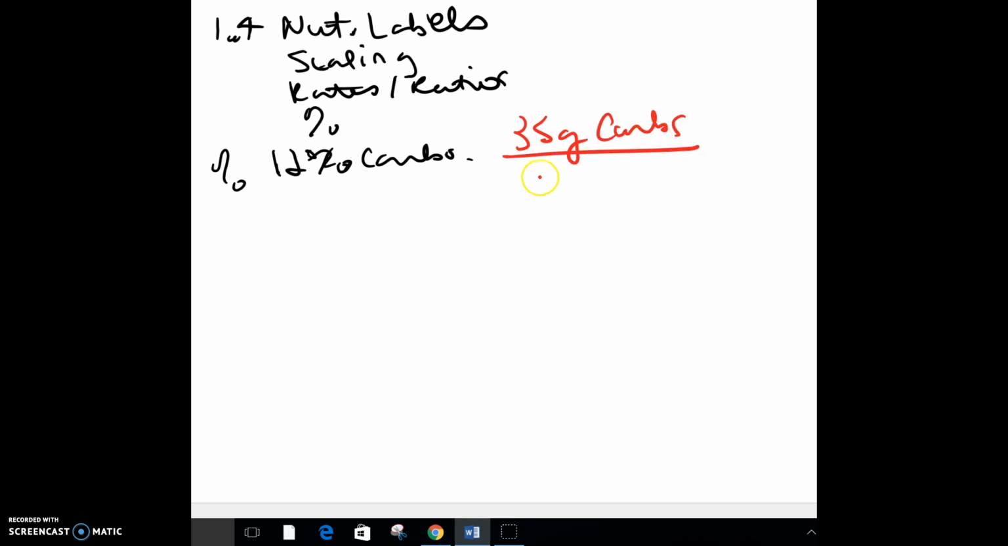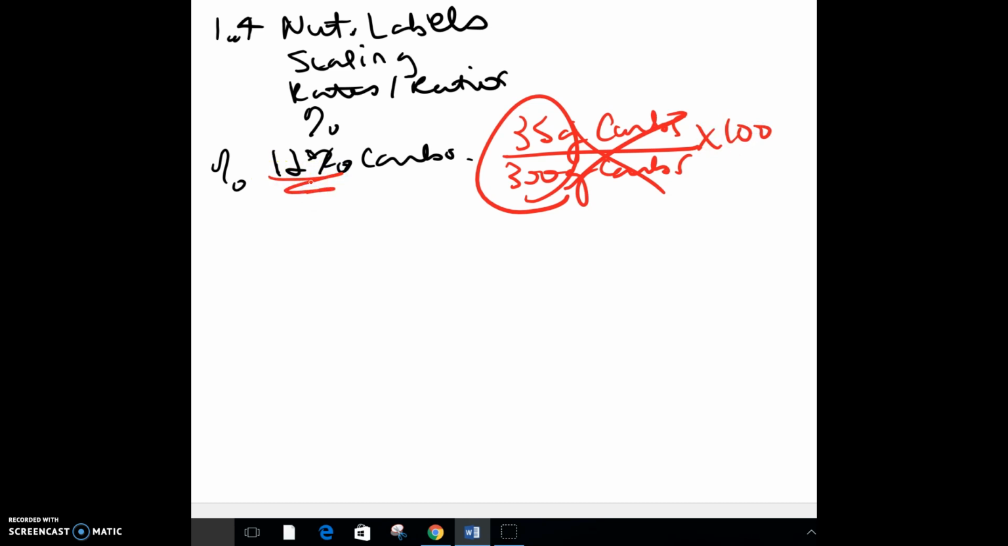So I must divide by grams of carbs to get it in a percent. Well, you go down and look at the 2,000 calorie diet. How many carbs do you need? 300 grams of carbs. These cancel, so you divide those numbers, multiply by 100, and it should be close to 12%. And again, it might not be exact because of rounding.